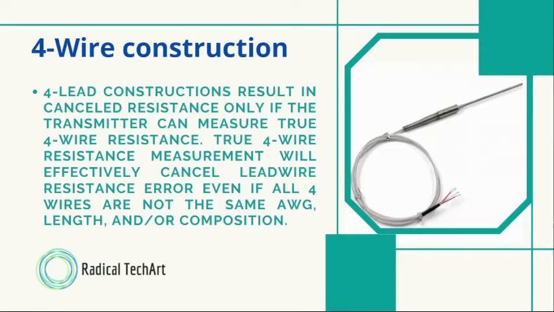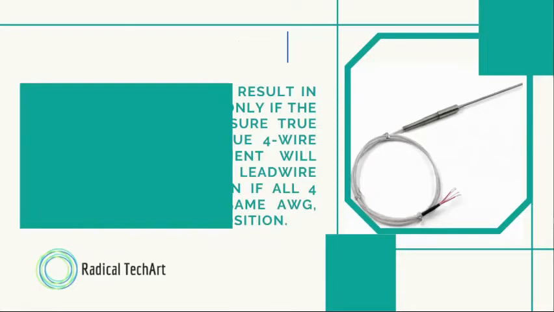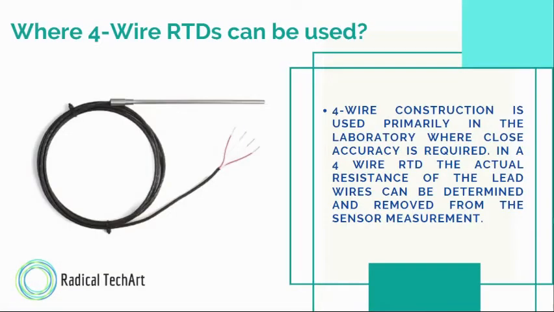So you can see here four-wire construction. Four-lead constructions result in cancelled resistance only if the transmitter can measure true four-wire resistance. True four-wire resistance measurement will effectively cancel lead wire resistance error even if all four wires are not the same average length and or composition. Also, four-wire construction is used primarily in the laboratory where close accuracy is required. So in a four-wire RTD, the actual resistance of the lead wires can be determined and removed from the sensor measurement.